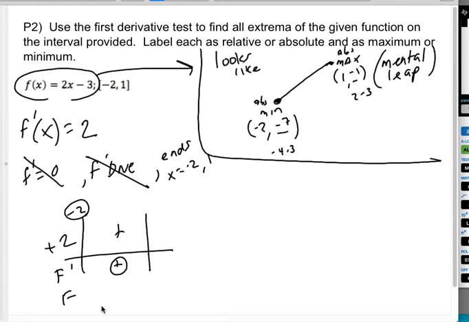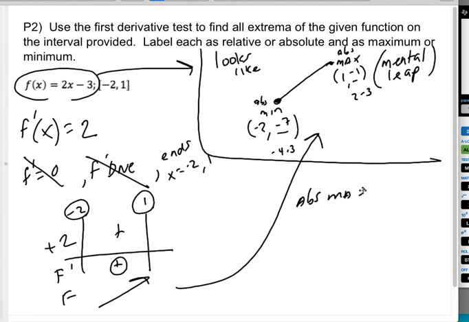So you get that f goes up the whole time. And once you do that, sure enough, you get the same set of answers. You get that there is an absolute max at 1 comma negative 1. You get that there is an absolute min at negative 2 comma negative 7. And that's it. All right, moving on.